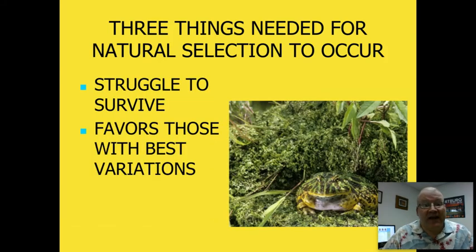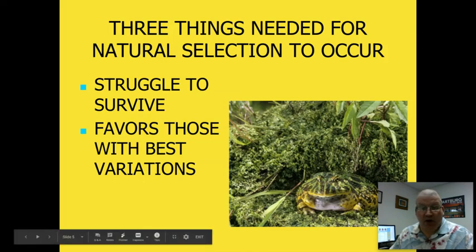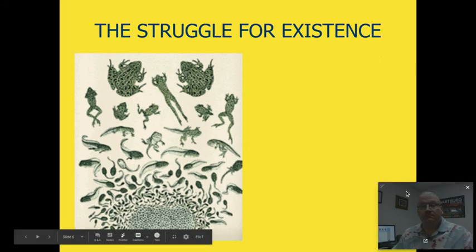Those three things together cause natural selection to occur. The struggle to survive favors those with the best variation. Am I faster than my prey? Can I blend in and not get caught? Right? Do I have the proper mouthparts so that I can find food? All of them. Here's a pretty good example of the struggle for existence.